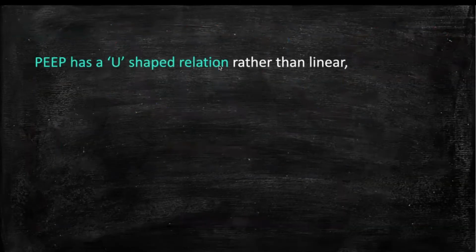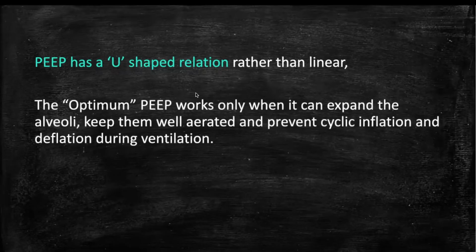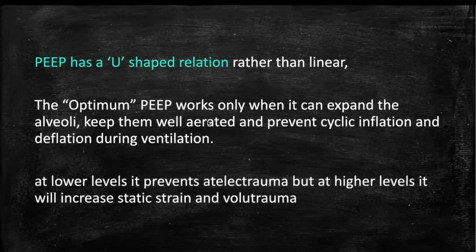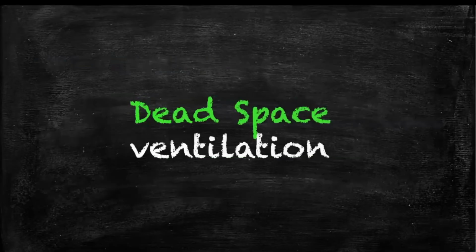So this is a bad PEEP. A bad PEEP is going to expose the patient to volume trauma as well as increase the strain. So we can see that PEEP has a U-shaped relation rather than linear. Optimum PEEP works by expanding the alveoli. As per the Laplace law, it will require less pressure to open the alveoli during subsequent breaths, keep them well aerated, prevent cyclic inflation and deflation during ventilation, and it prevents atelectrauma. And high PEEP leads to problems of volume trauma and excessive strain in the system.